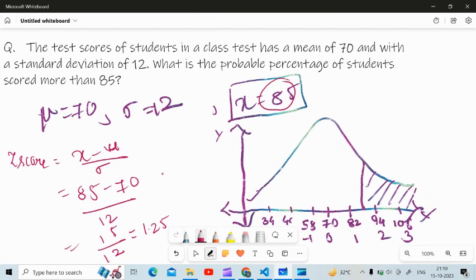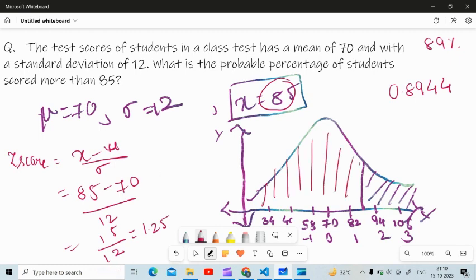It's around 0.8944, which is nothing but 89 percentage. So what is that 89 percentage? It is this part. If the score is less than 85, then the value will be 89 percentage. But my question is different: score more than 85. For that purpose, I need to subtract this value from 1. Whatever value you get over here is nothing but this part.